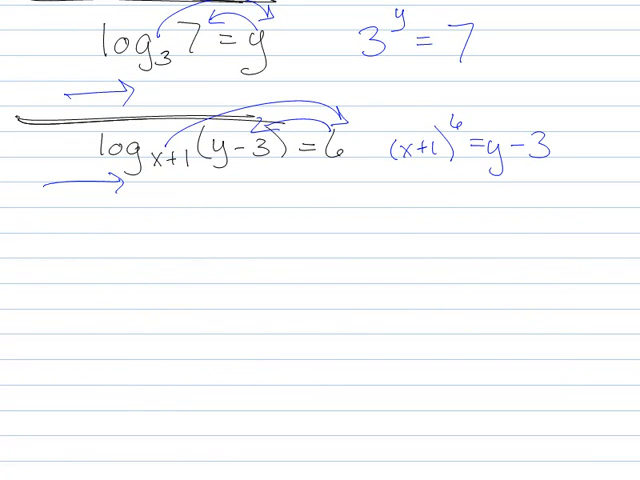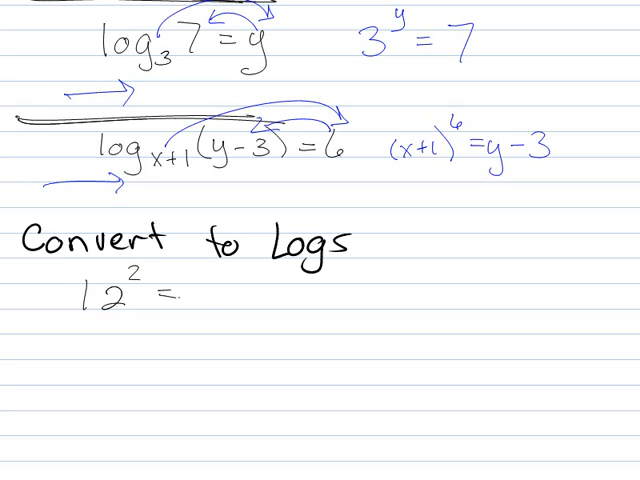Now we can also convert them the other way. So instead of converting to exponents, now let's convert things to logs. And I mean it, you've really got to get good at this, because if you don't, you're going to be suffering. So say we have 12 squared equals x. I'm going to use my same strategy. I'm going to read it from left to right. And the first number I see is 12.